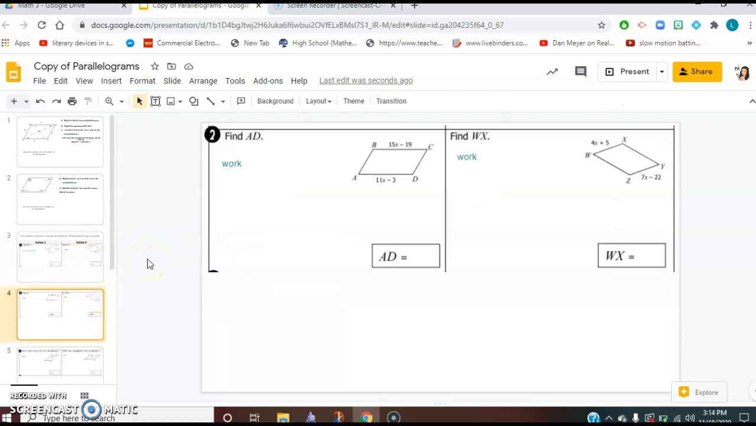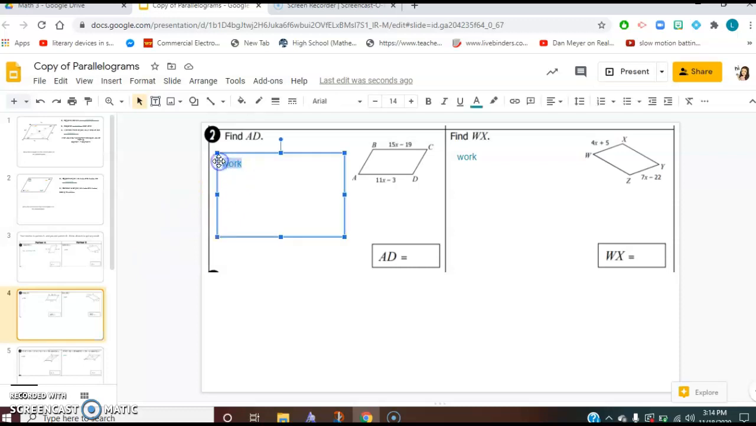All right, moving on to example 2. This is going to be very similar. If you notice these examples, I have two sides, and they are opposite sides. Opposite sides are equal. So to solve for x, I'm going to set up one side, 15x minus 19, equals 11x minus 3. And I will go ahead and solve this equation from here.